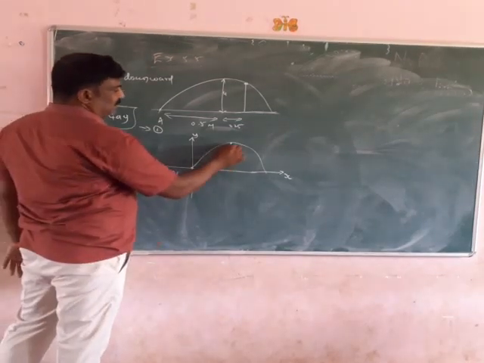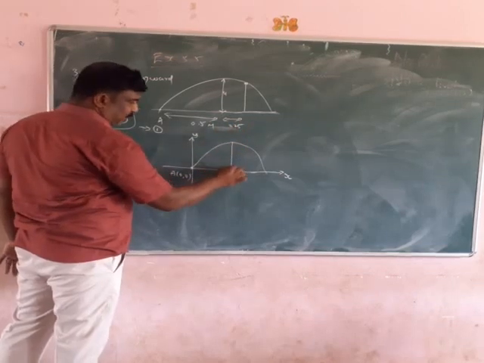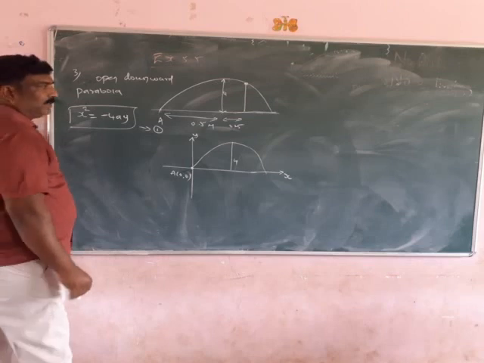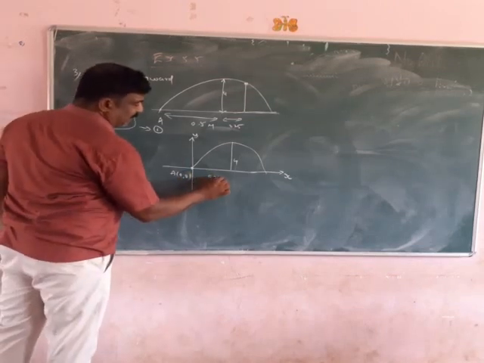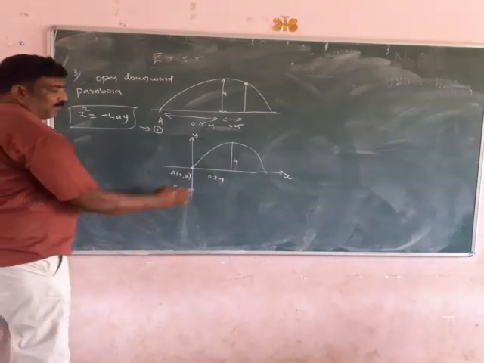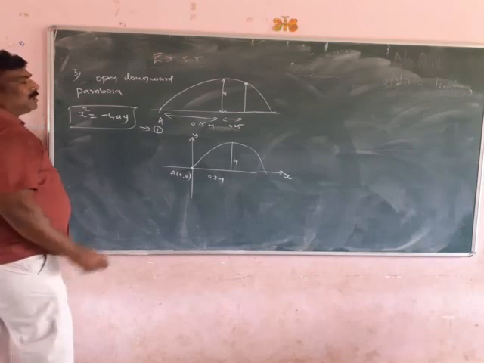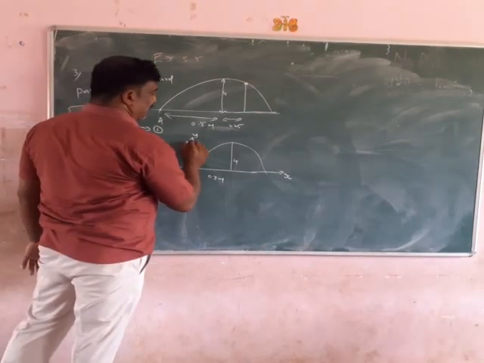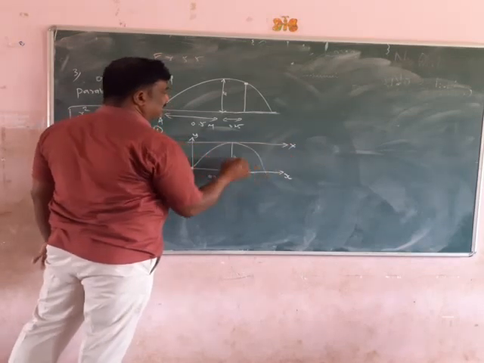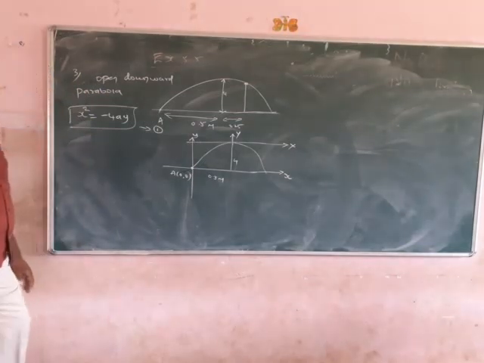Let me assume that the maximum height is 4 meters, at the distance 0.5 meters away from the starting point. The maximum height is 4 meters. Let me assume that the vertex is like this. It is the capital X axis and the capital Y axis.